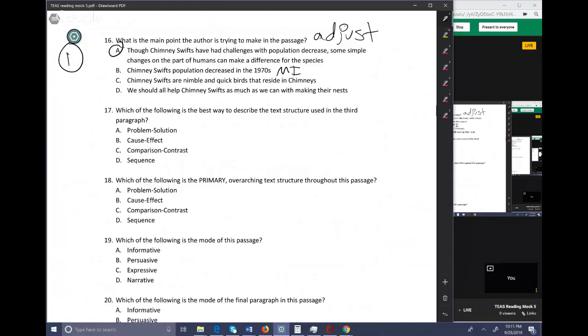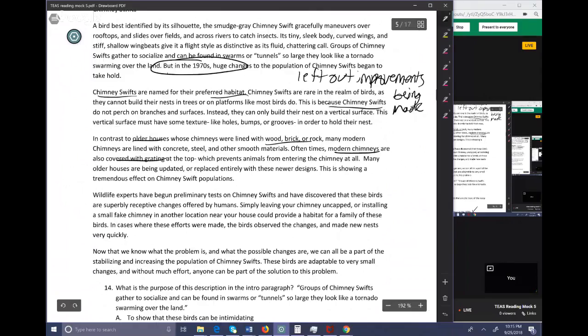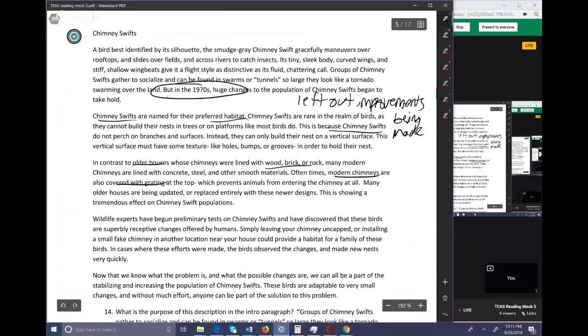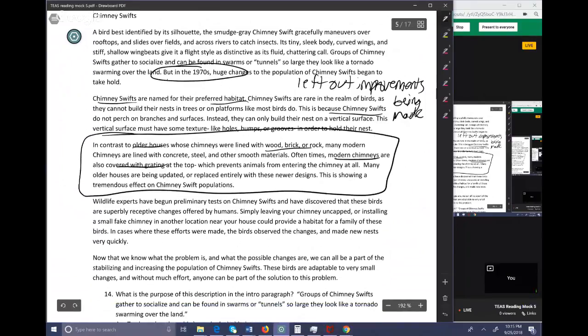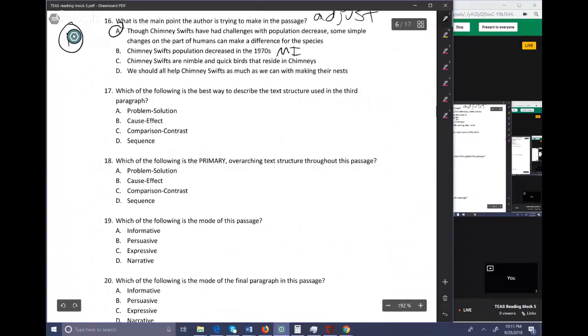Which of the following is the best way to describe the text structure in the third paragraph? So that is this one here. This one is very much comparison and contrast. It goes back and forth. Compare contrast has a very, very flexible back and forth. So you could start with old, new, new, old, old, old, new, new. Doesn't matter. You can compare and contrast in whatever rotation you want.